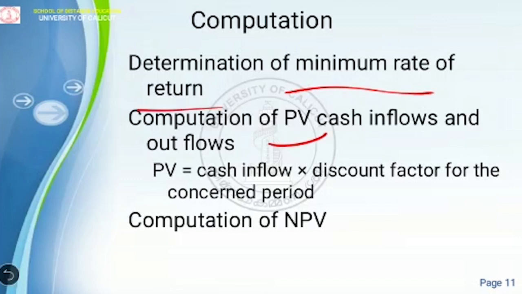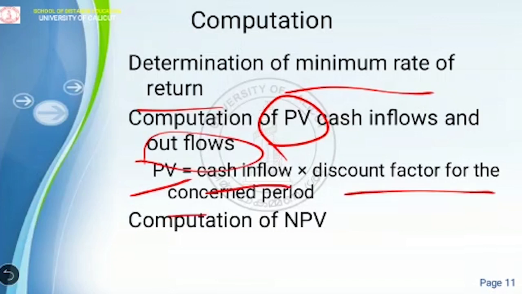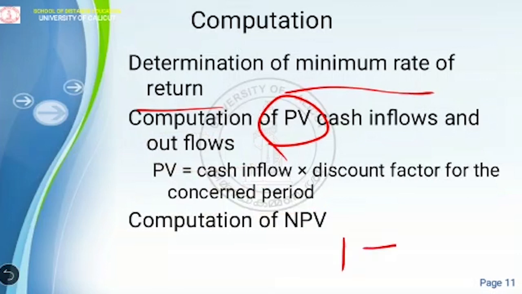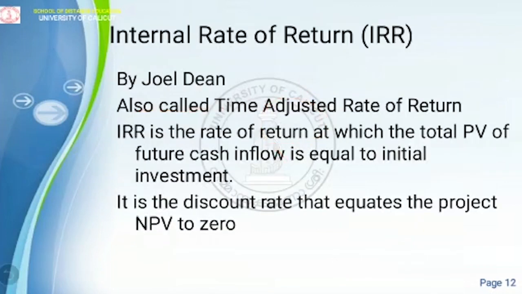Then you have to compute the present value of cash inflows and outflows. Present value of outflow means your actual investment, but the inflow should be converted to present value. How to convert? Multiply the cash flow by the discount factor for the concerned period. You can take this value from the present value table. Then compute NPV, which is the present value of cash inflow minus the actual investment. So you will get a positive or negative value. If it is positive, you will accept; otherwise you will reject.